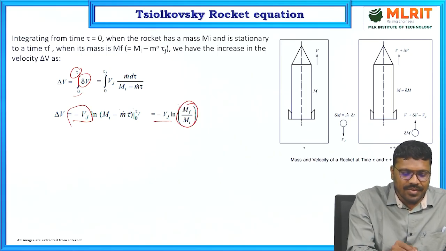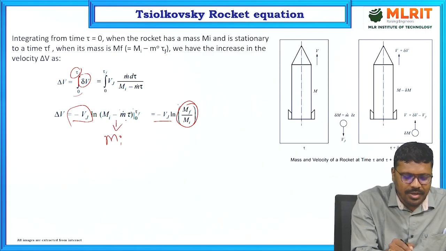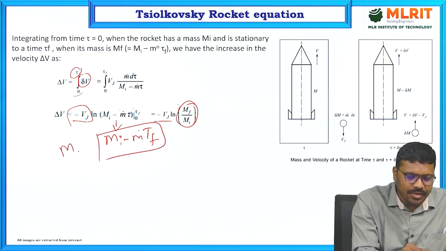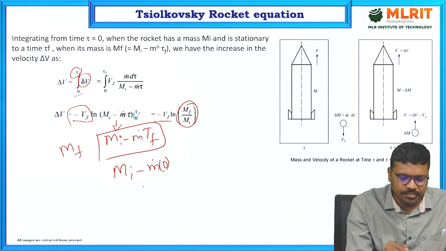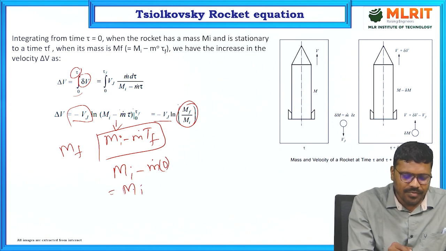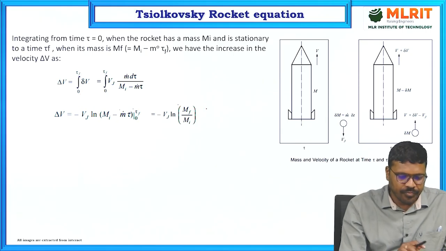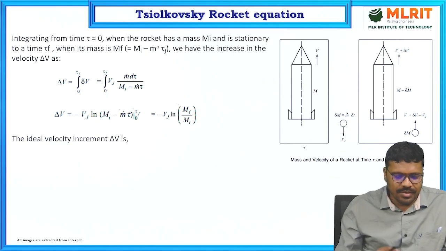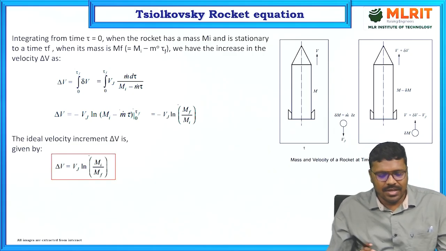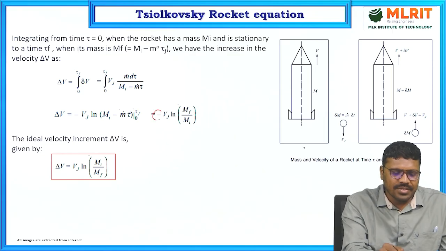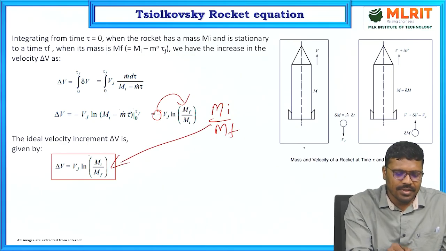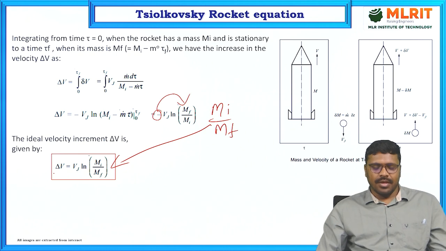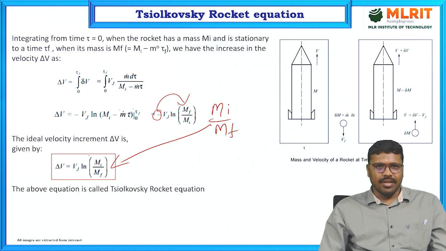What is this? If I substitute Tf here, this term will become mi minus m dot into Tf. That is mf. And next, if I substitute T is equal to 0, then this becomes mi minus m dot into 0, which is nothing but mi. So, finally, it will become mf by mi. The ideal velocity increment can be written as delta V is equal to Vj log mi by mf, if I send this minus inside. This is called the Tsiolkovsky rocket equation.